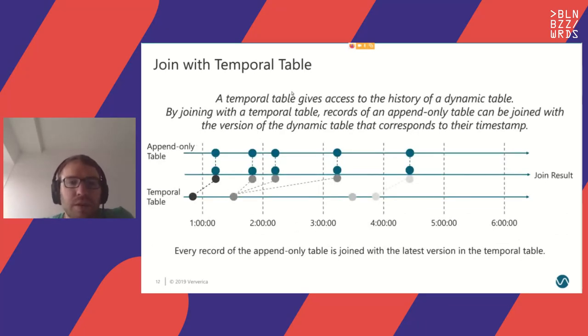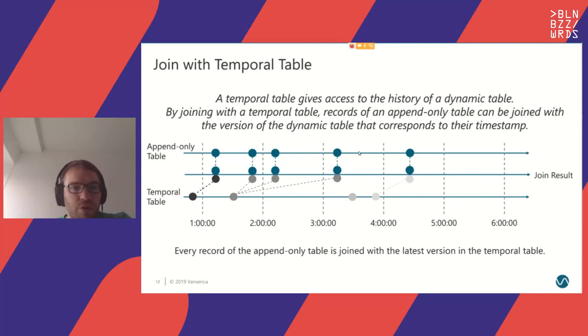So here the definition is: a temporal table gives access to the history of a dynamic table. By joining with the temporal table, records of an append only table can be joined with a version of the dynamic table that corresponds to that timestamp. So if this is the append only table here, the clicks table in our previous example, and this is the user history table, then if we have a record at this point in time, it would join with the record at this time. If we have a record here, it would not join with this, because there's a new version here.